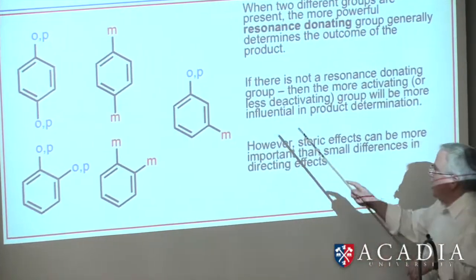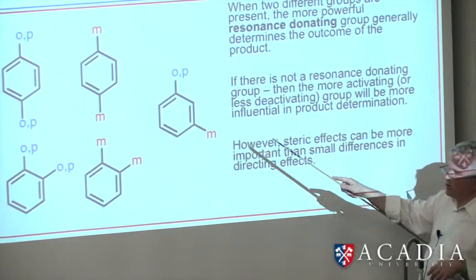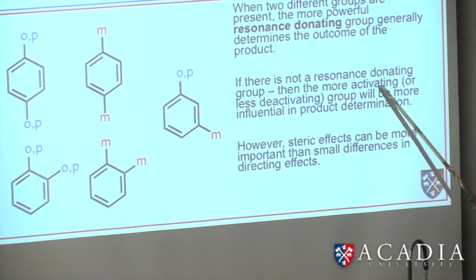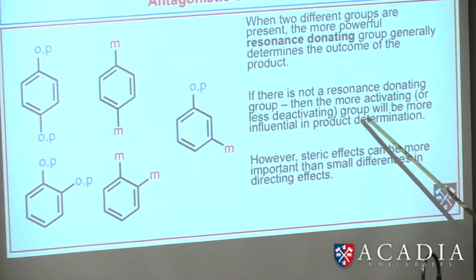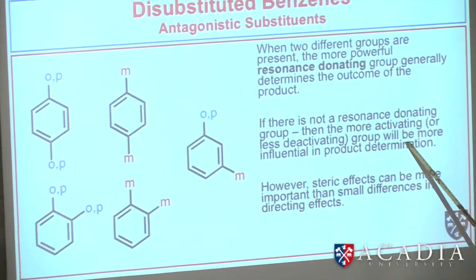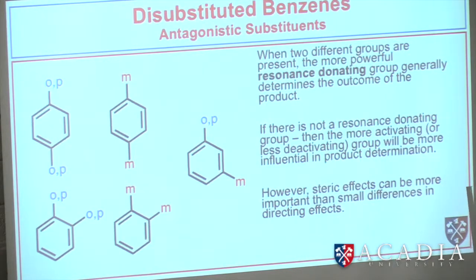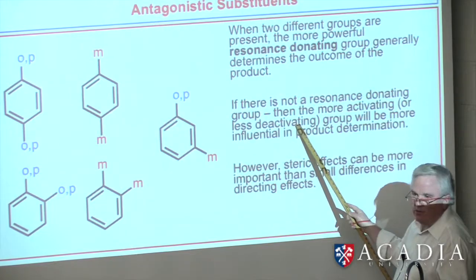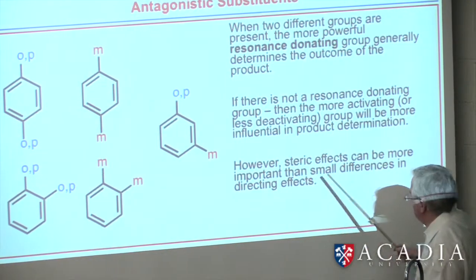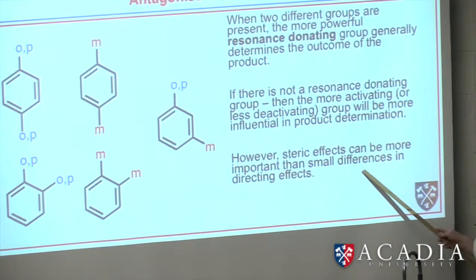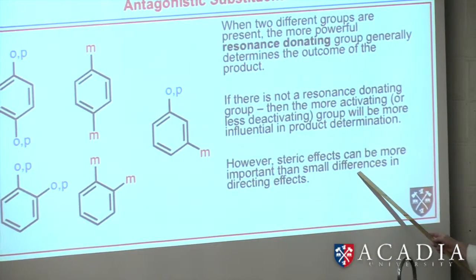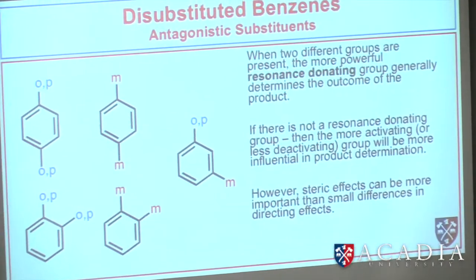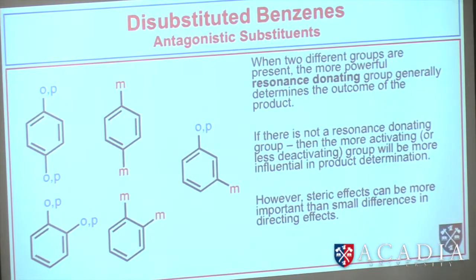All of these are directing groups that are fighting each other. If there's not a resonance donating group, then the more activating or less deactivating group will be more influential in product determination. Okay, so typically the group that is activating will determine the product distribution. Steric effects can be more important than small differences in directing effects. So steric effects become pretty important when we have these antagonistic substituents.